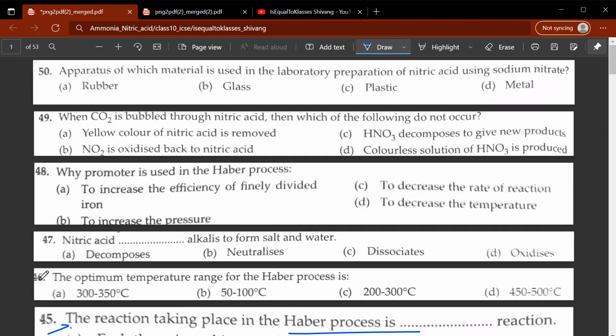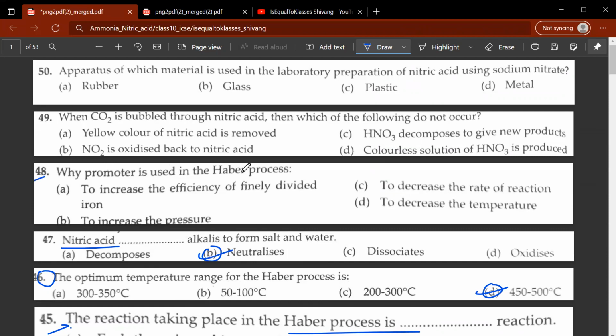Let's move on to the next question. 46th question. The optimum temperature range for the Haber's process is D, 450 to 500 degrees Celsius. Nitric acid dash alkalis to form salt and water. So it neutralizes alkalis to form salt and water.